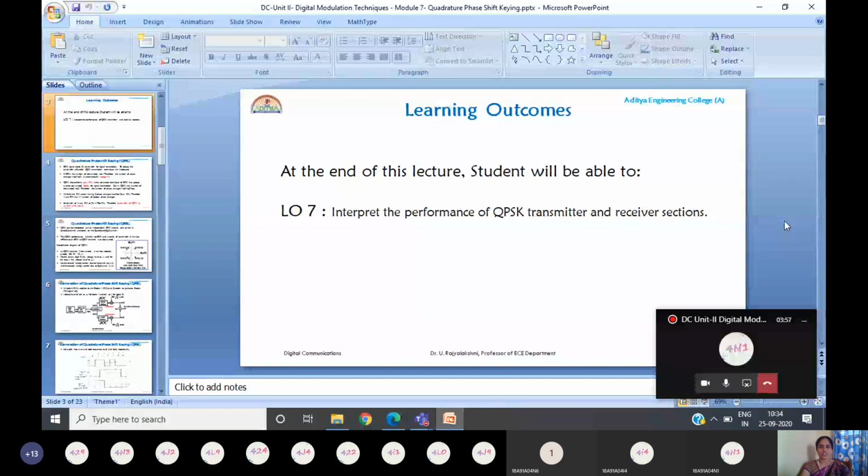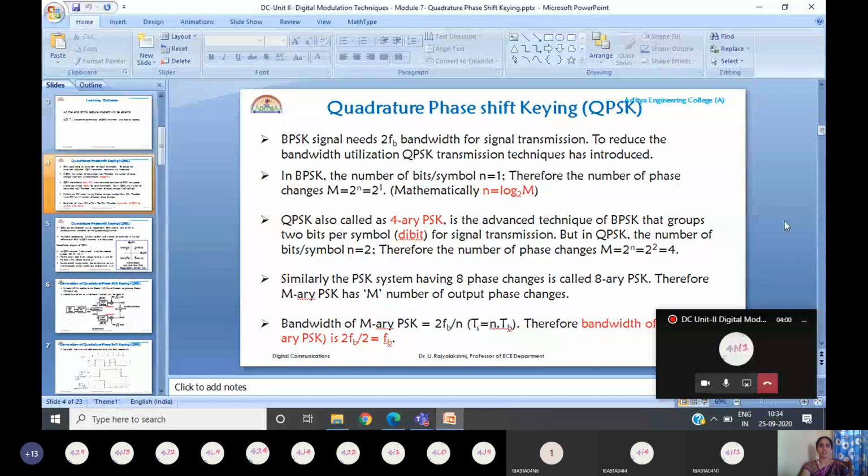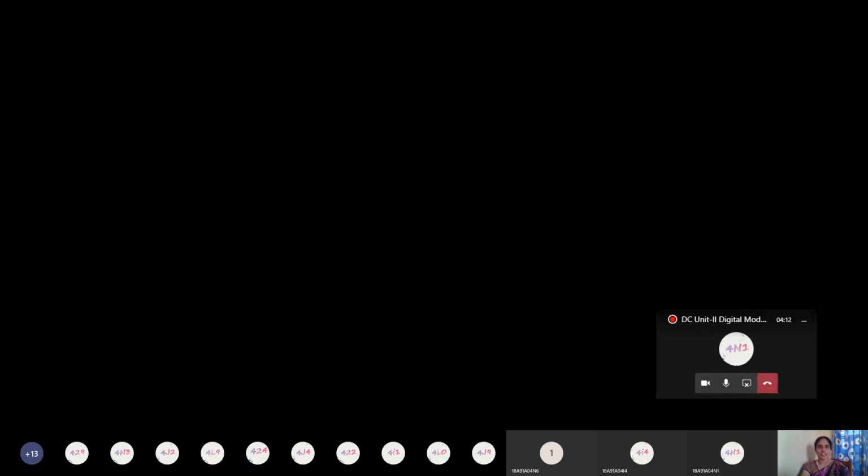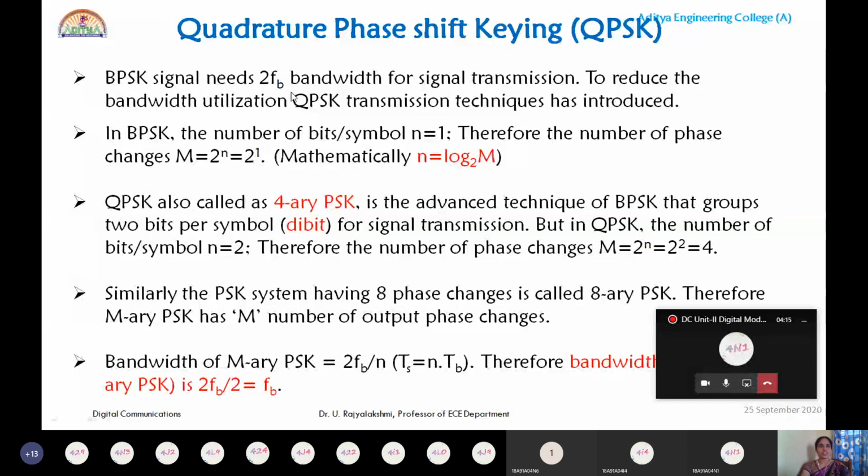In the last class, we started module 7 and discussed the importance of QPSK, Quadrature Phase Shift Keying, or Binary Phase Shift Keying. Please observe this slide. You can say that the QPSK system is a bandwidth efficient system compared to BPSK because it transmits 2 bits per symbol at a time, and at the same time it reduces the bandwidth. Almost all the bandwidth needed to transmit the QPSK signal is FB, and you are transmitting 2 bits.